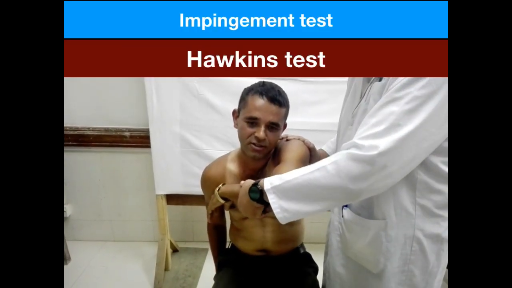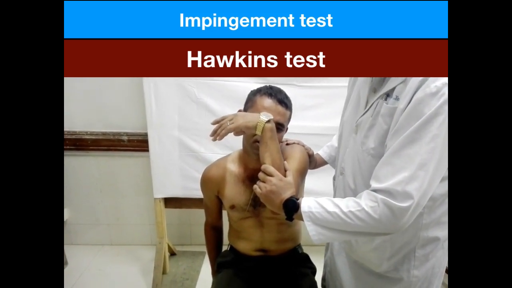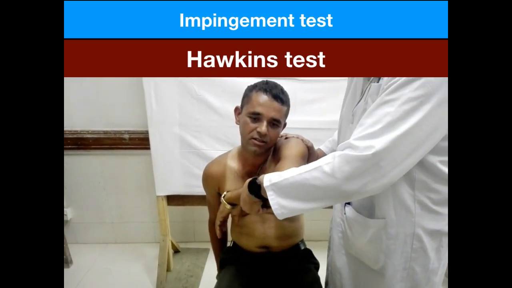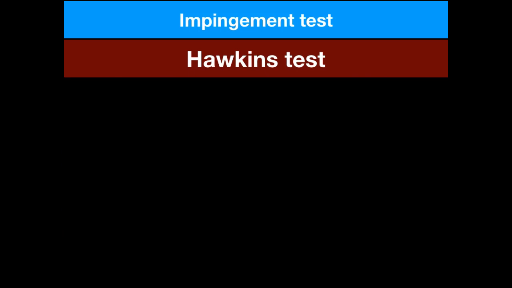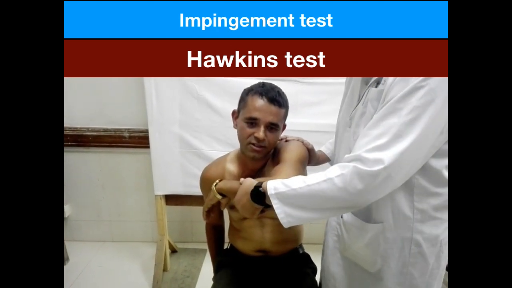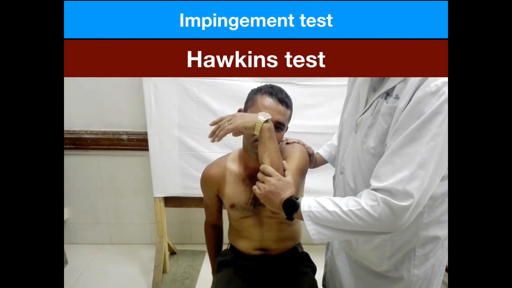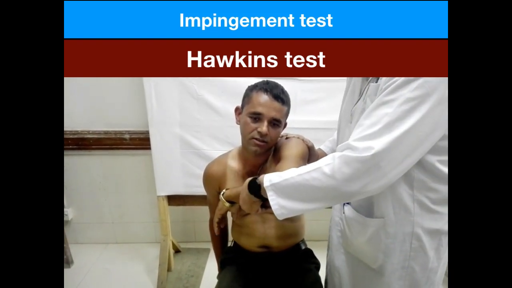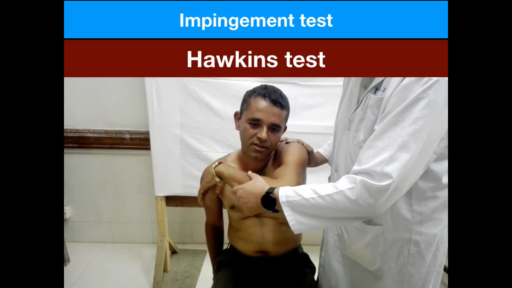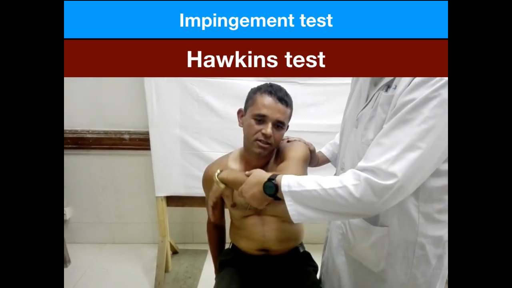Impingement test: the popular test for impingement is Hawkins' test, in which you flex the shoulder to 90 degrees, flex the elbow to 90 degrees, and then do an internal rotation and external rotation. The patient will have pain in internal rotation and less pain in external rotation, and this is known as the Hawkins test positive, which is very significant for impingement syndrome of the shoulder.